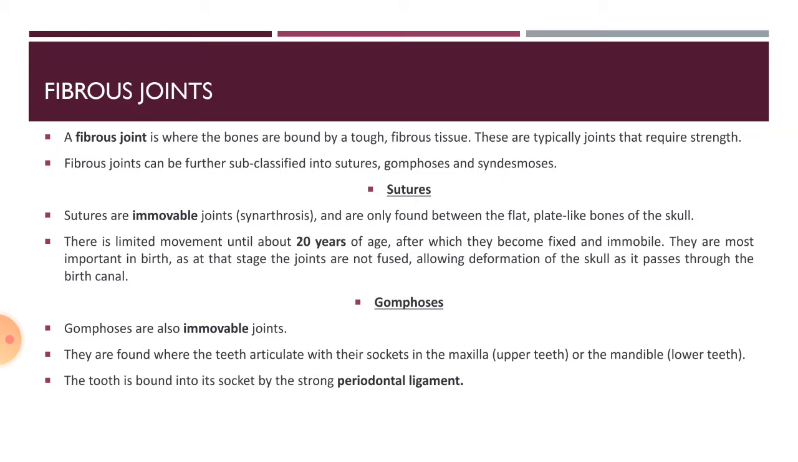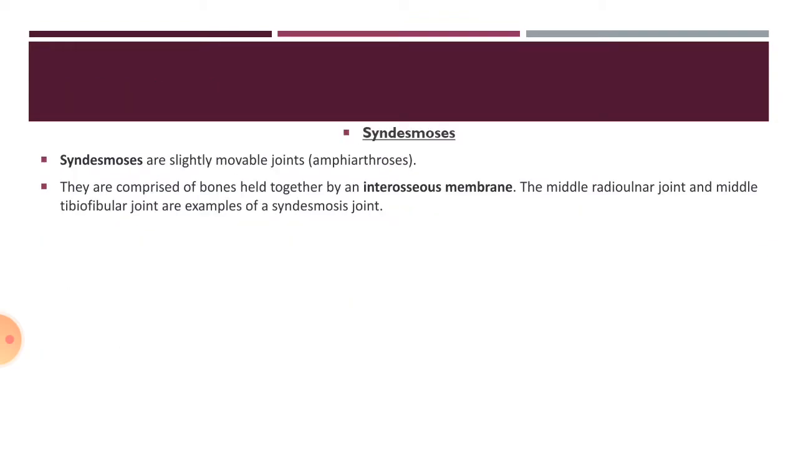Gumphoses is the next type, and gumphoses are also immovable joints. A gumphosis is a joint between the root of your tooth and the alveolar ridges that are present in the mandible and maxilla, and these stay in place through the periodontal ligament. So gumphoses are found where the teeth articulate with their sockets in the maxilla, and we call these sockets alveolar ridges. The tooth is bound into its socket by the strong periodontal ligament.